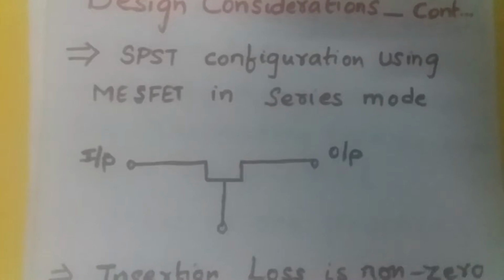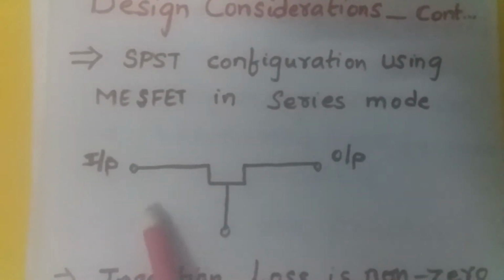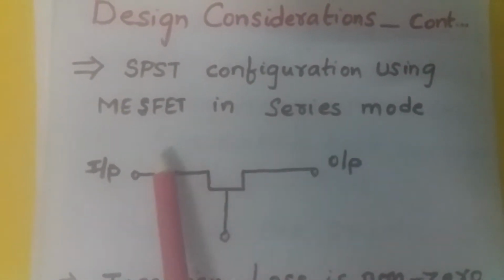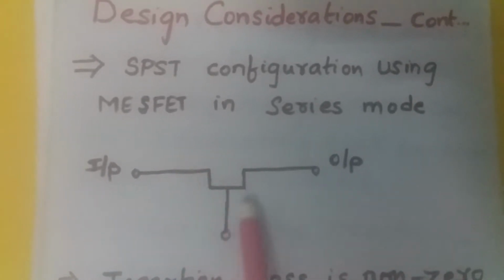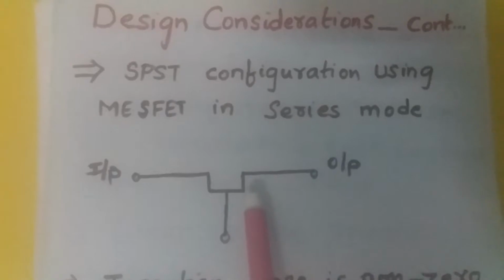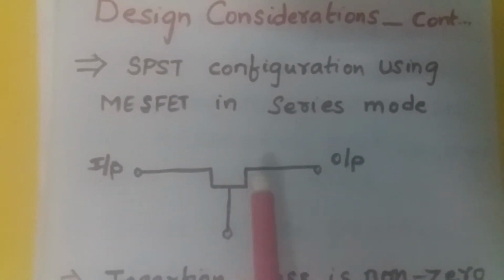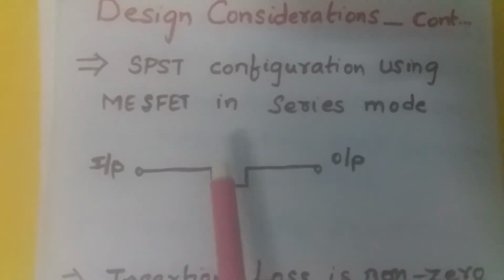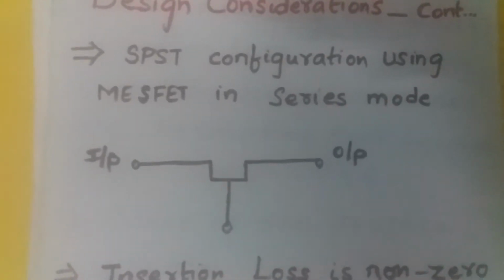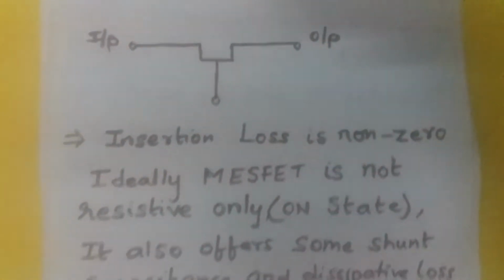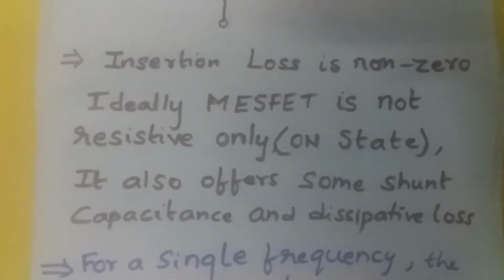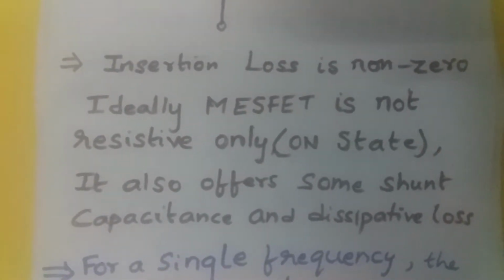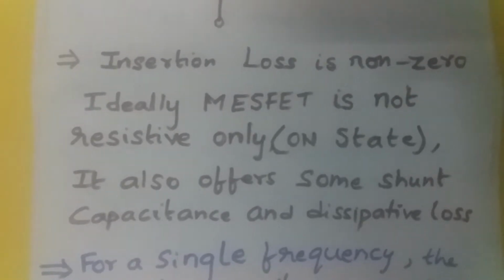Okay, so with this switch, will the insertion loss be completely zero? No, because this MESFET is not an ideal device, right? So it also has capacitive effects. So it's not completely resistive. So because of that, the insertion loss is non-zero. So there's some shunt capacitance and there's also some dissipative loss.